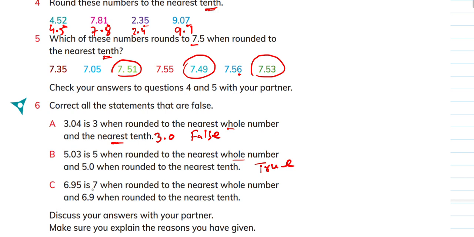6.95 is 7 when rounded to the whole. Okay, let's see. If I round this one to the whole, what would it be? So 6.95 is 7 when rounded to the nearest whole number, and 6.9 when rounded to the nearest tenth. No, this is false. You know why? For example, this is 6.95. Carefully see, please. You have to leave this when you are rounding to the tenth. Yes? Okay, it means it will add 1 here.